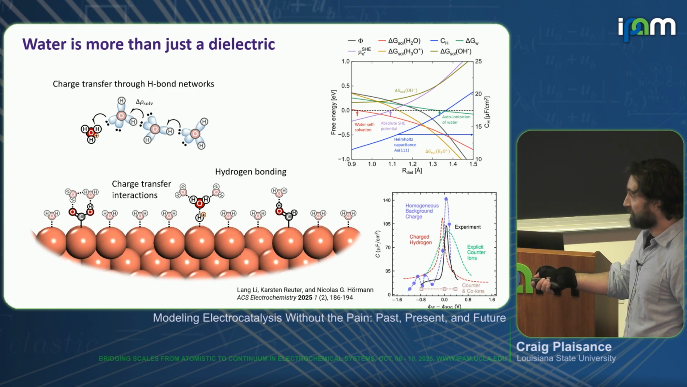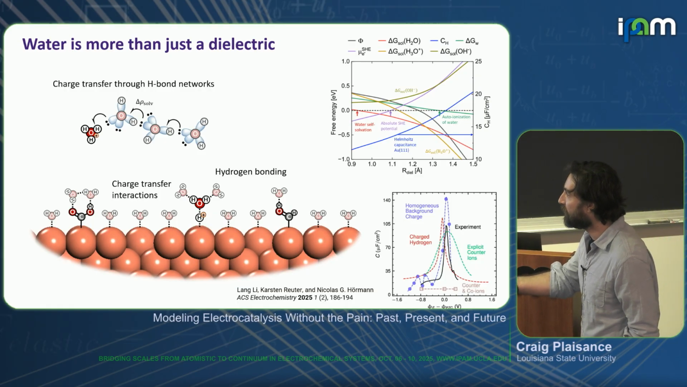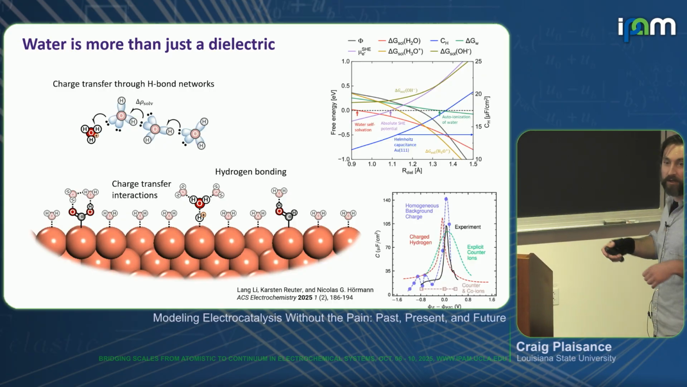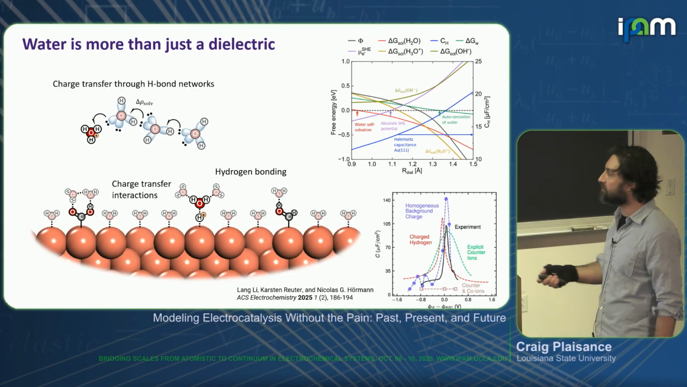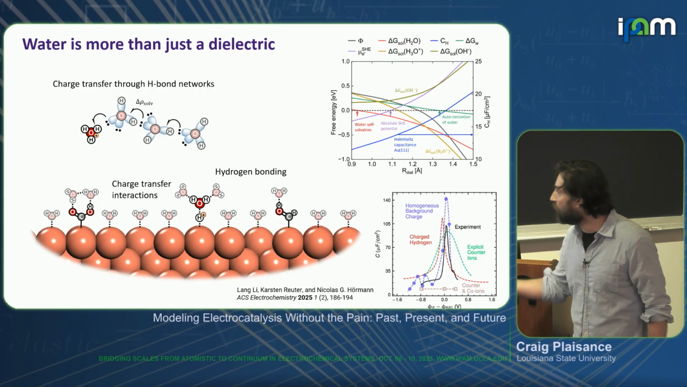It does things like hydrogen bonding. It also does long-range charge transfer through hydrogen bonding networks. So if you add hydronium, you have a water hydrogen bonding to it, but then you also get strong hydrogen bonds with other water molecules, and that delocalizes the charge through these charge transfer interactions. You can also have things like water adsorbing on a metal surface.